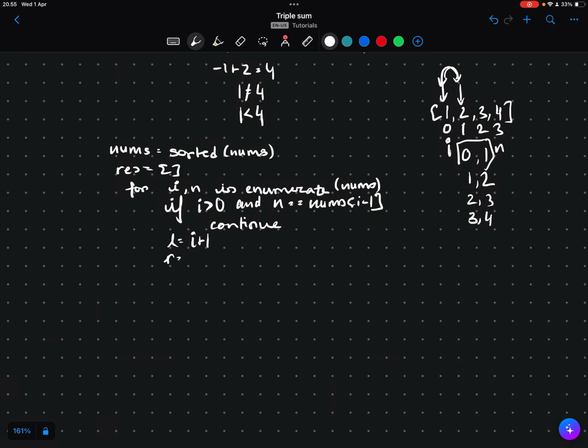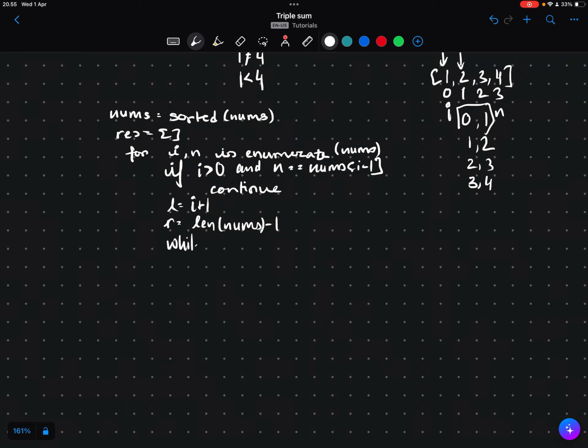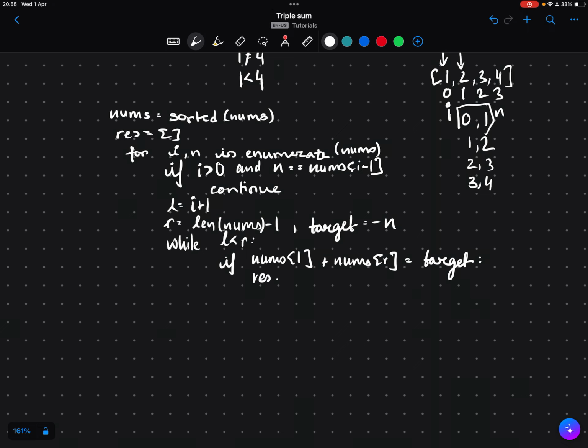Now, like I said, L will start 1 ahead, and R will always be len nums minus 1 because you want to consider the whole array, right? You don't want to consider only a part of it. And the same exact thing as last time, while left is less than right, if nums L plus nums R, oh yeah, and also set a target to minus n so that we can say target. If it is equal, then res dot append, and then just take all three of these, right?